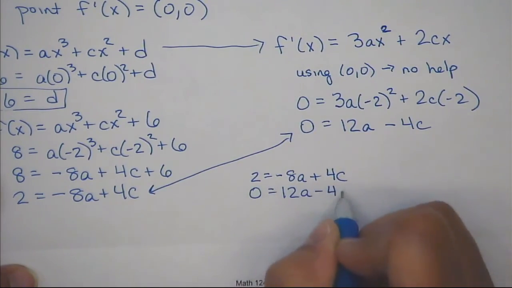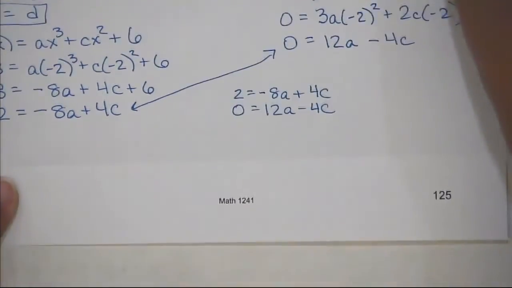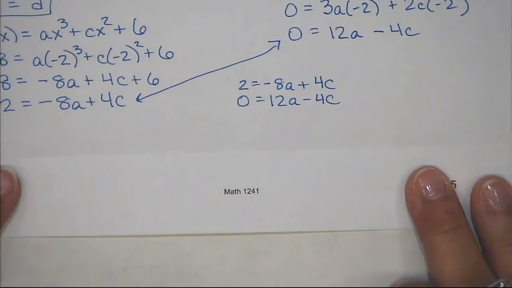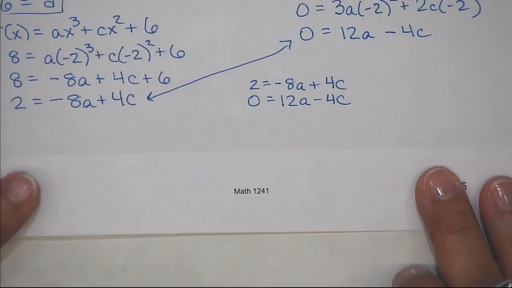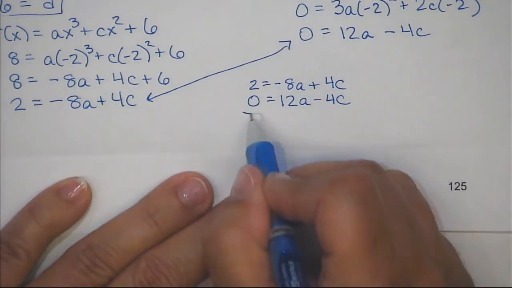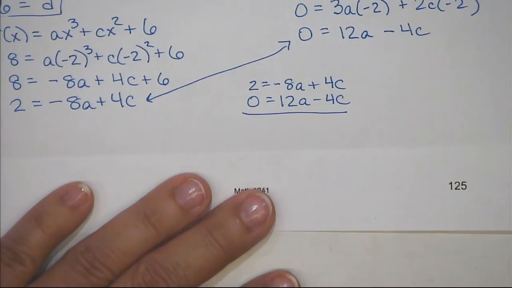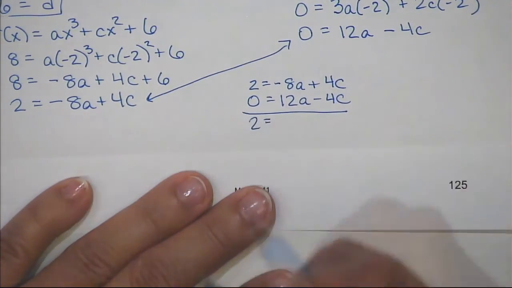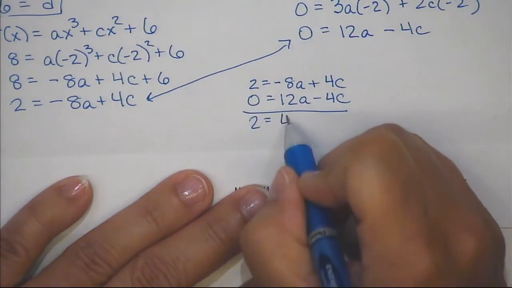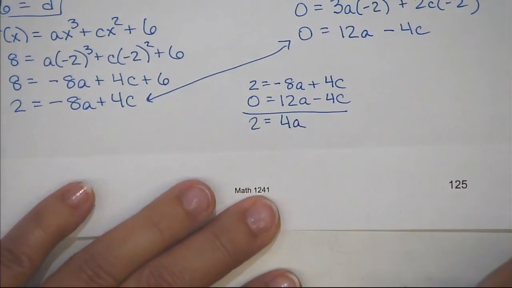So if I'm using elimination, I'm going to line them up. It's a lot of work. That's why I don't give this one on the test. It's not a hard problem. It's just a lot of algebra. All right, so we're going to add our columns. Since I already have eliminating going on. So 2 equals 4a. C's are going to cancel out. So a is 2.